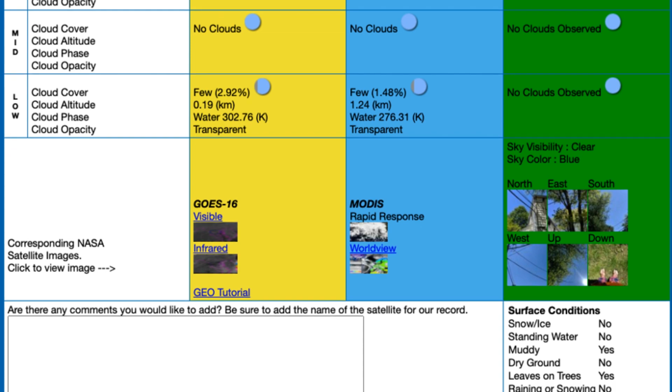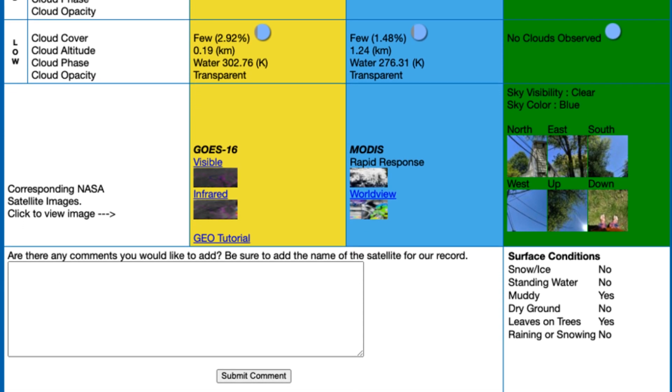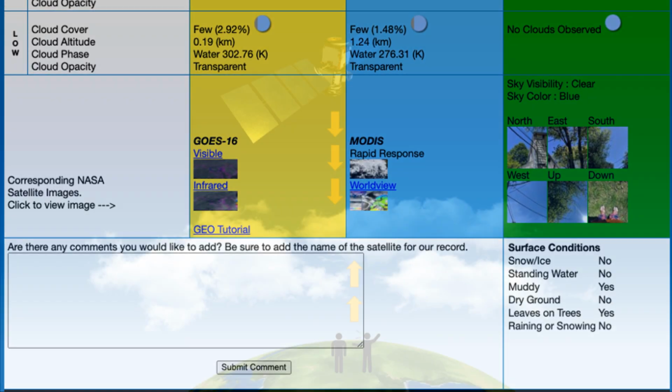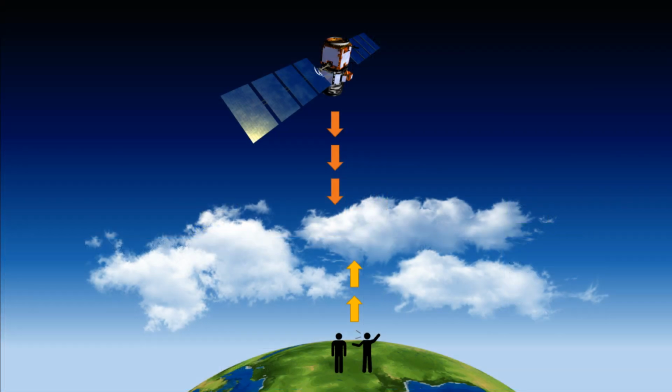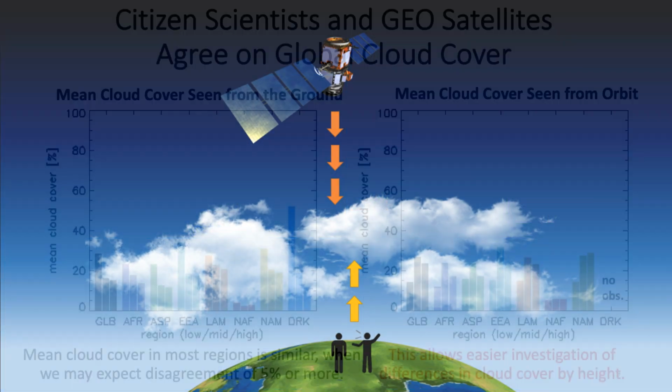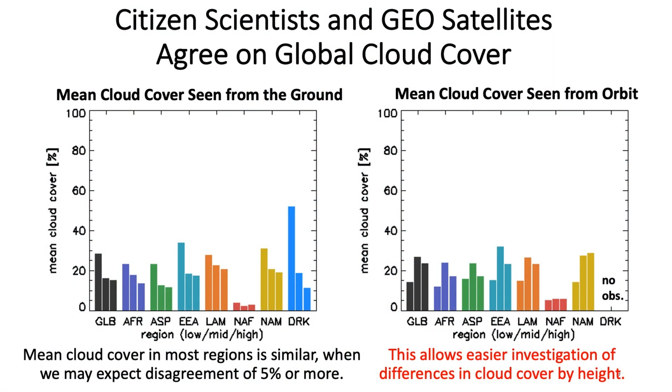One of the greatest advantages of Globe Clouds data is the satellite matching component, where your reports are linked with meteorological satellite data from both geostationary and low Earth orbits. This provides a comprehensive view of clouds from below and above. Using the satellite matched data, I have shown that both Globe participants and satellites agree closely on the distribution of cloud cover across the planet.